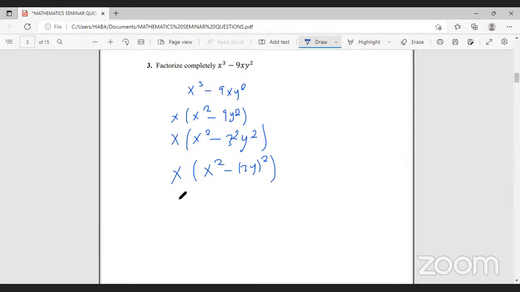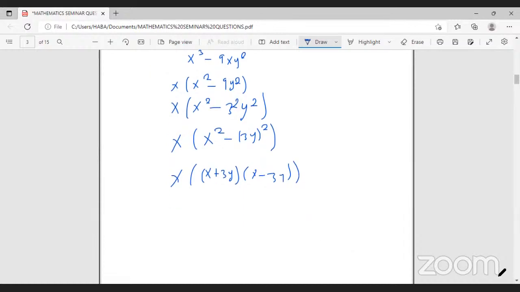So I have x, then in two brackets I have a difference of 2 squares. So I will have x plus 3y, close bracket, into, open bracket, x minus 3y, close brackets. That is it.